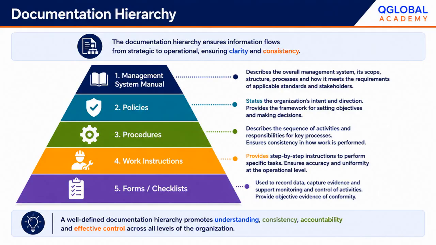Below policies are procedures. Procedures explain how different activities are planned, performed, and controlled. The next level is work instructions. These provide detailed, step-by-step guidance for performing specific tasks. At the operational level are forms and checklists. Forms are used to collect information, while checklists help ensure that required activities are completed consistently over time.